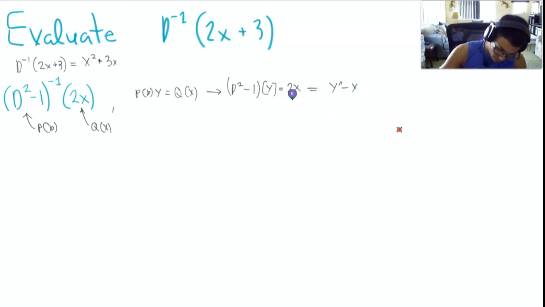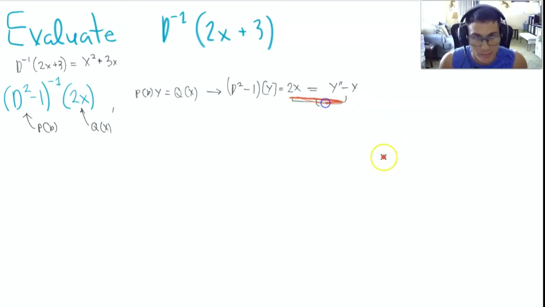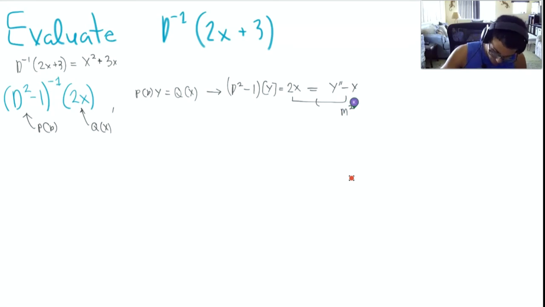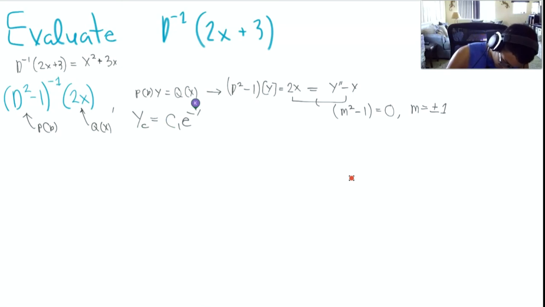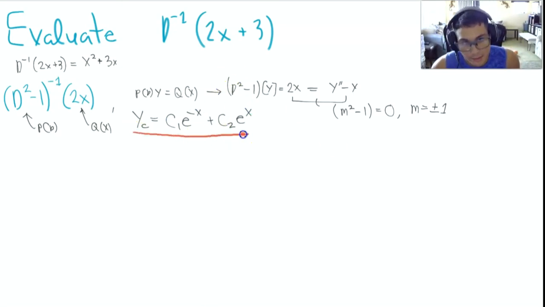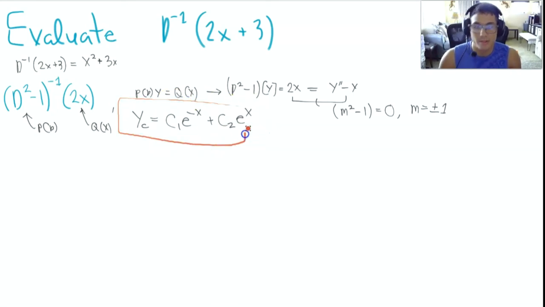So right here is what you'd usually have, right? You'd usually have this, and you'd be asked to solve this. Now, what we're going to do real quick is use the method of undetermined coefficients, where we can represent this as a polynomial. And we could see that m is equal to plus or minus 1. Thus, we could say that yc is equal to c1 e to the negative x plus c2 e to the x. And this is nice, right?